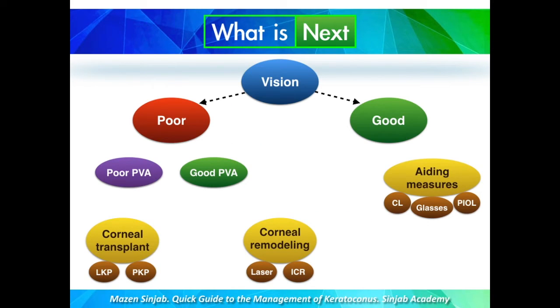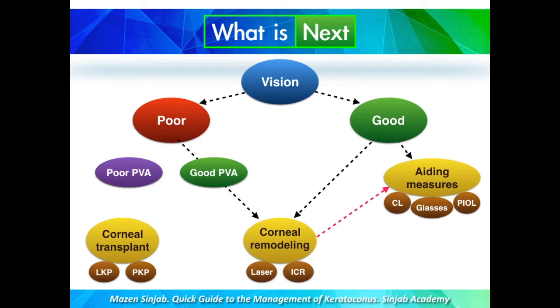In order to answer this question, we have to remember this flow chart, and we have to remember the directions of the arrows. Whenever the vision is good, we can go to aiding measures, or we can go first to corneal remodeling in order to regularize the cornea, and then we can follow this by aiding measures.